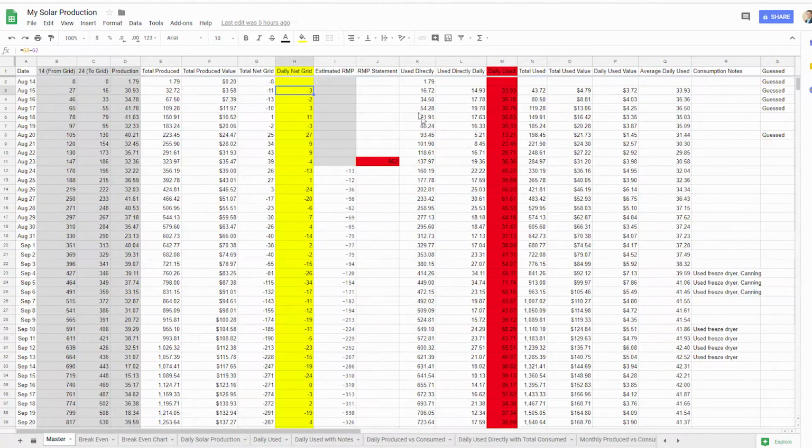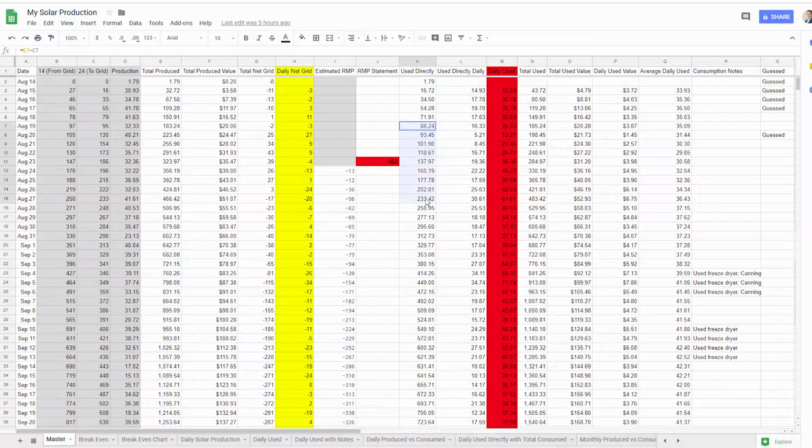Okay, used directly. So that is calculating how much energy I have actually used directly from the solar panels themselves. As the electricity was being produced, I consumed it immediately. And so if I'm consuming a lot of electricity while it's sunny, then this number will be high. But if it's not very sunny, then I'm potentially going to have very little directly consumed power.